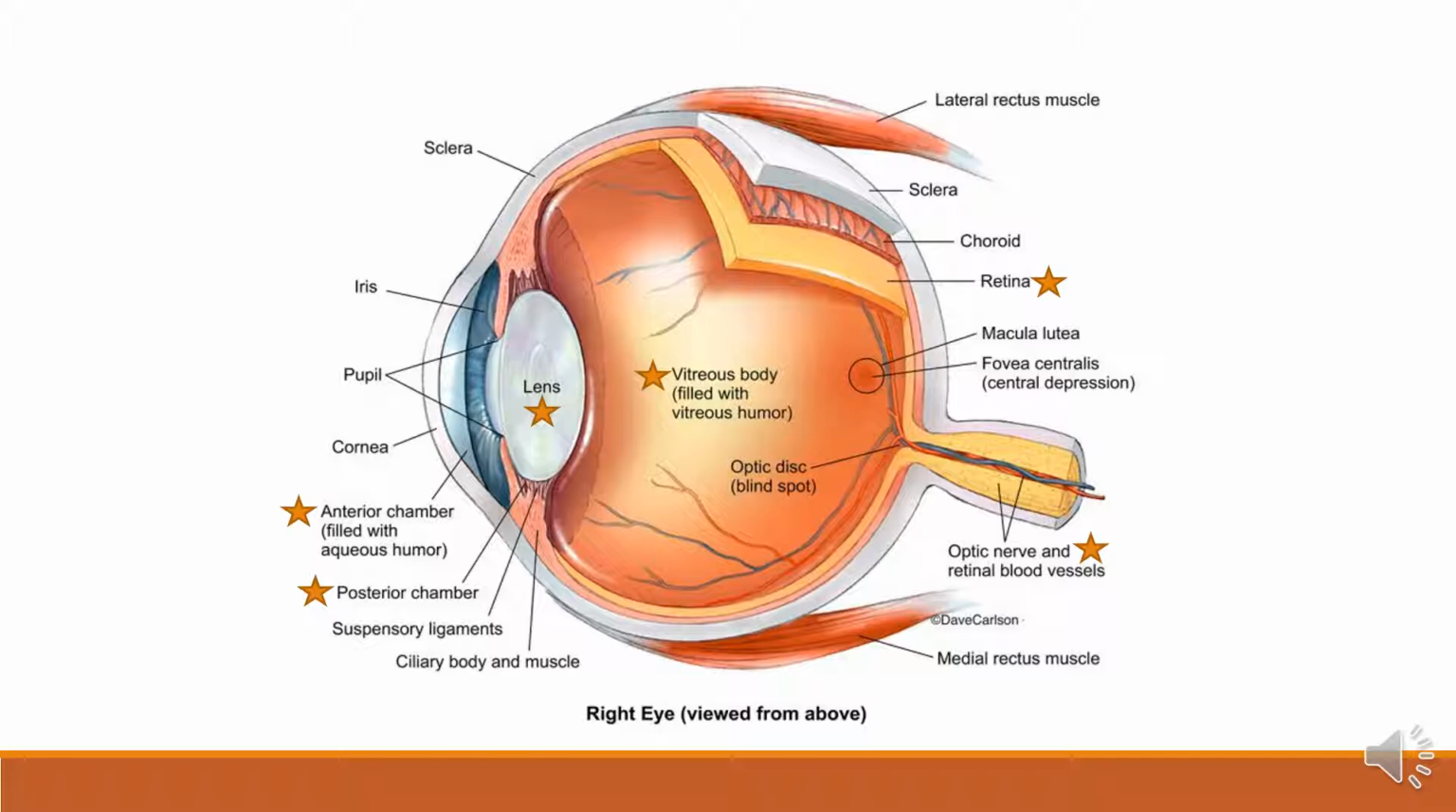The posterior cavity of the eye is everything behind the lens. It contains the vitreous body, which shapes and supports the eye. The lens is involved with cataracts. The optic nerve is involved with glaucoma. And the retina itself is involved with retinal detachment, as well as diabetic retinopathy.